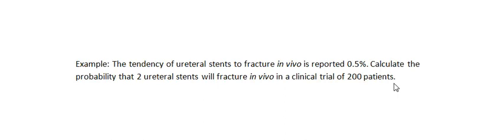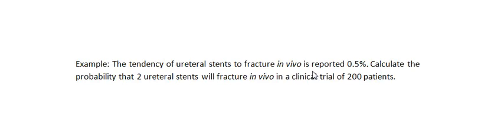Now first we have to identify what sort of equation we should use. Should we use a binomial or Poisson equation? In this case, since it's a rare event that occurred over some interval, in this case the urethral stents fracturing, this is a type of Poisson distribution.